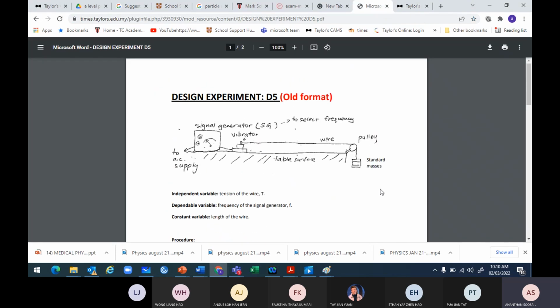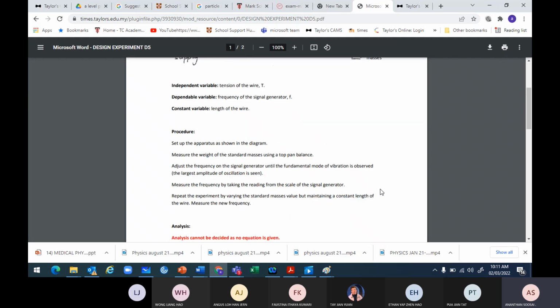So roughly the setup should be like this, right? Independent is tension, frequency from the signal generator, length of the wire. Under procedure, how many marks? Four marks: one for the diagram, another three for the procedure. So what do you need to write in the procedure? How do you measure the frequency? How do you measure the tension? How do you keep the length constant? That should be in your procedure.